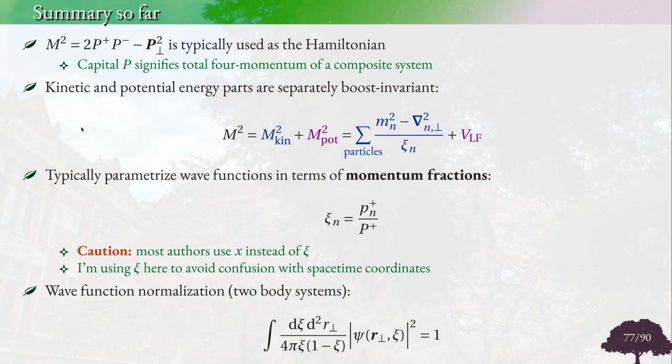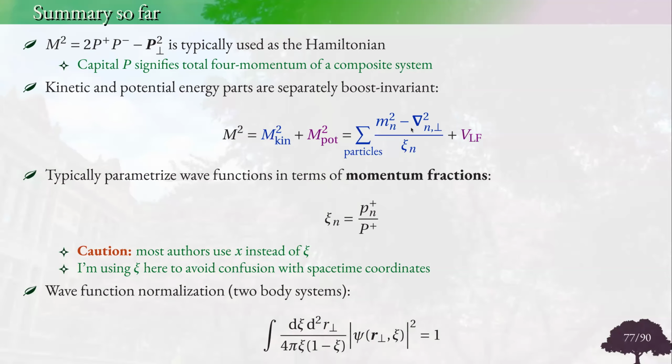So the summary so far, and I should probably end on this slide because there's only 6 minutes left. So big M squared: you basically have the big P squared, 2p plus p minus minus p perp squared, is typically used as the Hamiltonian for solving eigenvalue problems and getting the spectrum of your system. Capital P here signifying the total four-momentum of a composite system. The kinetic and potential energy parts of this are separately boost invariant.